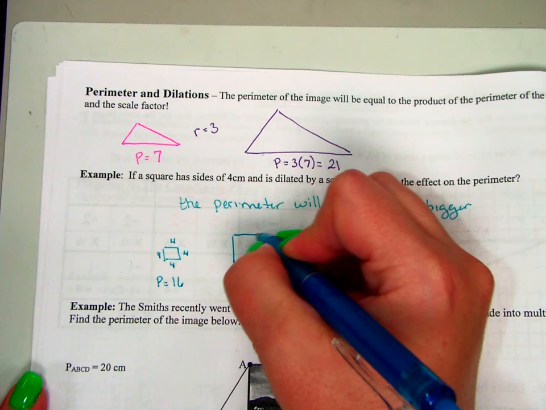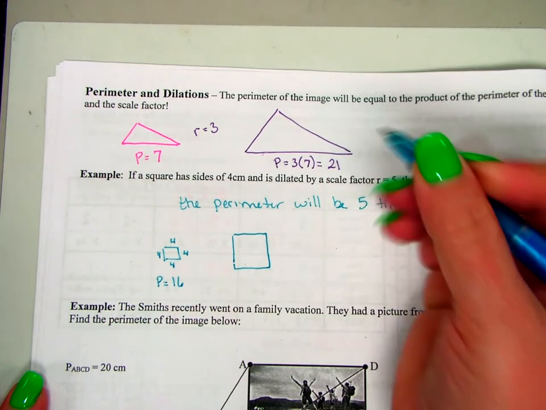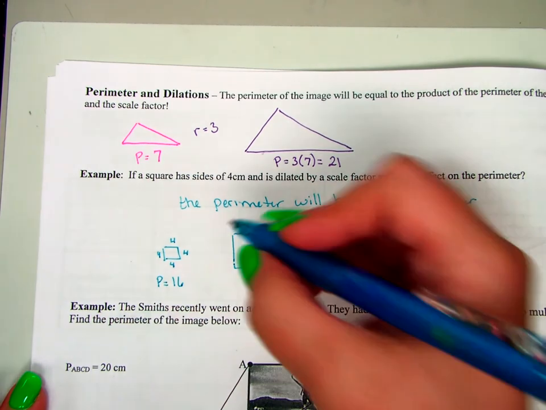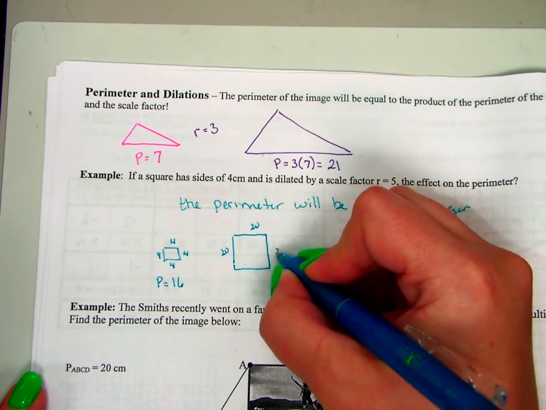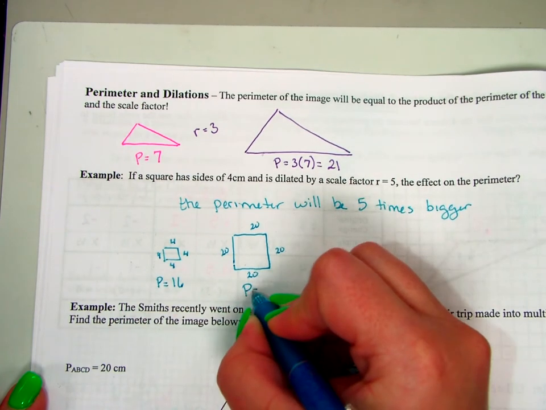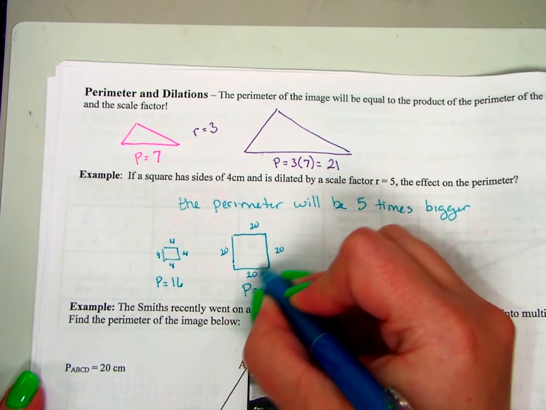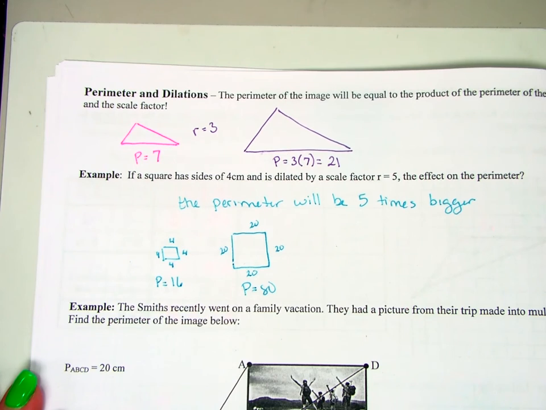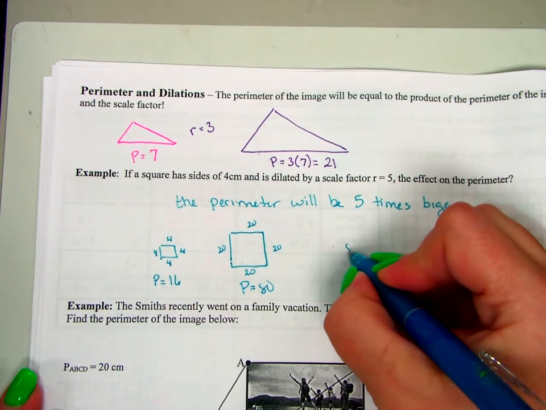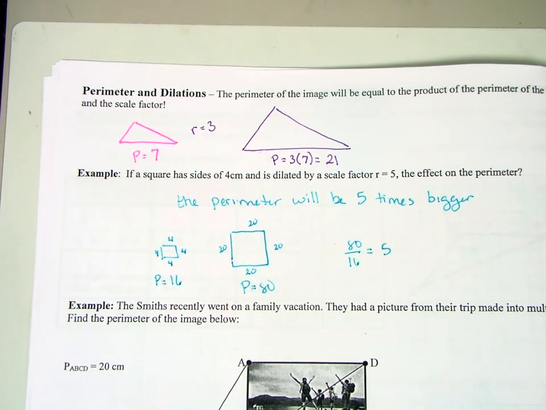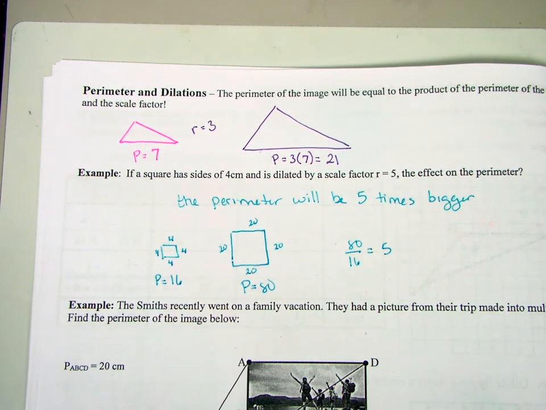If I dilate that by a scale factor of 5, how big would my new sides be? 4 times 5, 20. And then perimeter is going to equal 80. 2, 4, 6, 80. And if you look, 80 over 16 is 5. So that means 16 times 5 would have gotten me my 80. Okay?